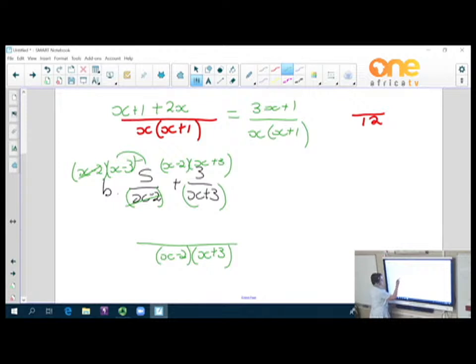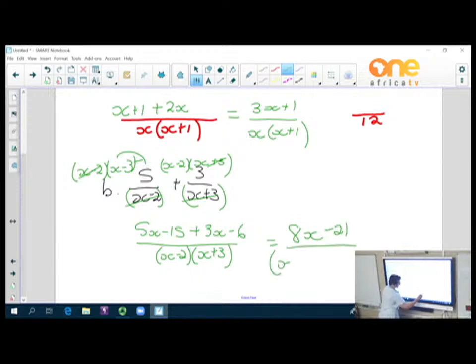Now you have to multiply the 5 there with each one, which is then 5x minus 15. Cancel here, plus 3x minus 6. So now we add the like terms. 5 plus 3 is equal to 8x. And negative 15, negative 6 is negative 21 over x minus 2, x plus 3.